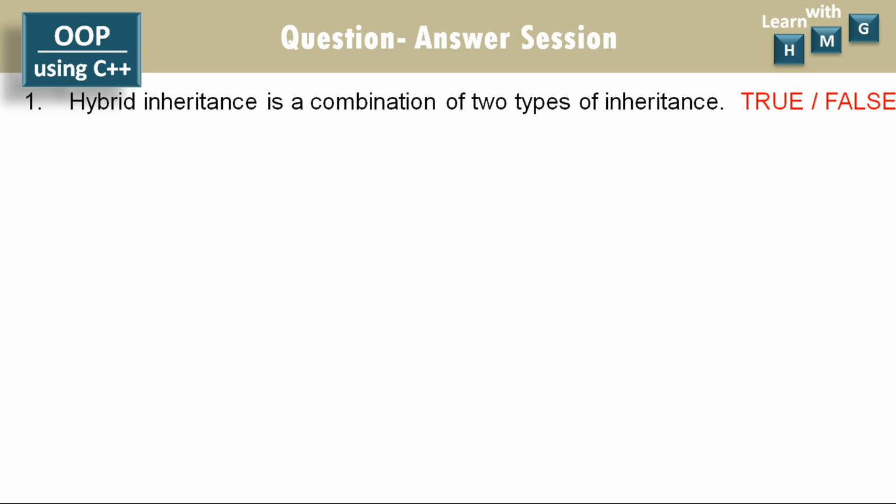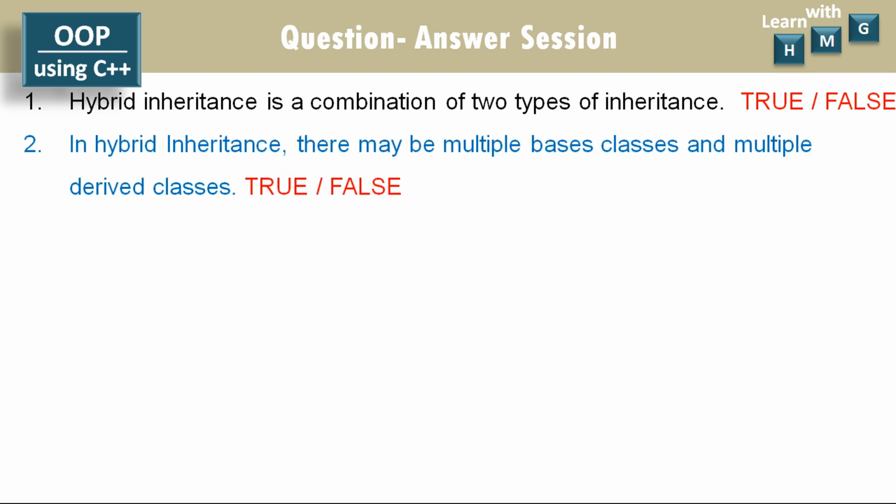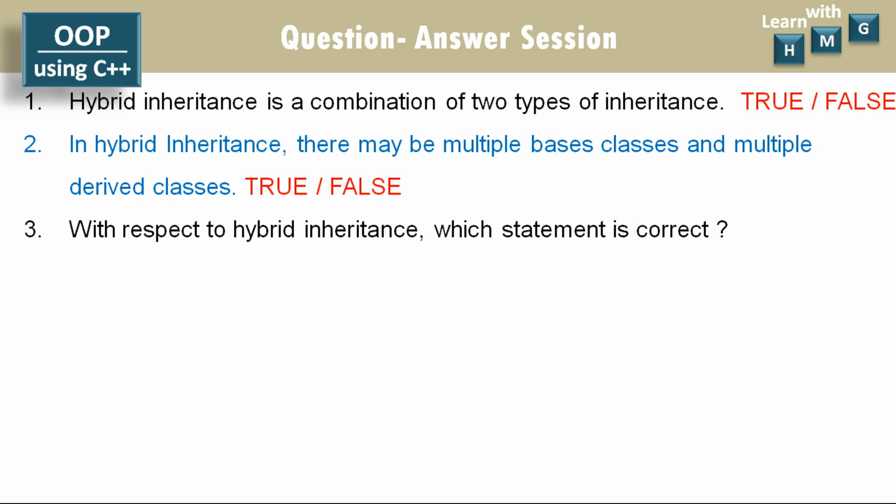The first question is, hybrid inheritance is a combination of two types of inheritance only, whether it is true or false. Second question, in hybrid inheritance there may be multiple base classes and multiple derived classes. So you may have multiple base classes, you may have multiple derived classes to implement hybrid inheritance, whether it is true or false. Third question, with respect to hybrid inheritance, which statement is correct?